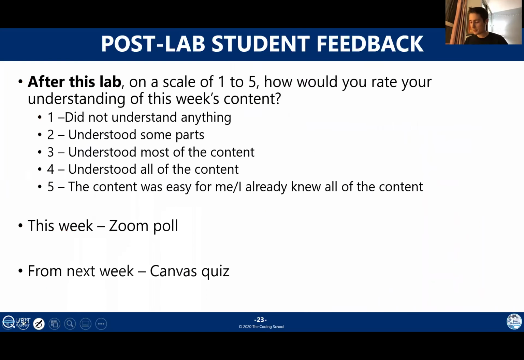Okay, so with that being said, we've hit the end of our lab time. We'll do another really quick Zoom poll. So same question as before. On a scale of 1 to 5, how do you feel about your understanding of this week's content? So go ahead, give that a rating in the Zoom poll, and I'll wait just a few seconds here for everyone to cast their votes.